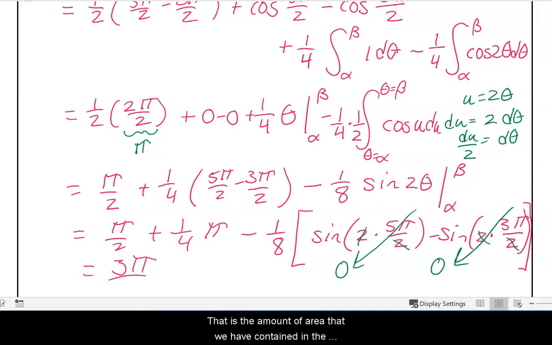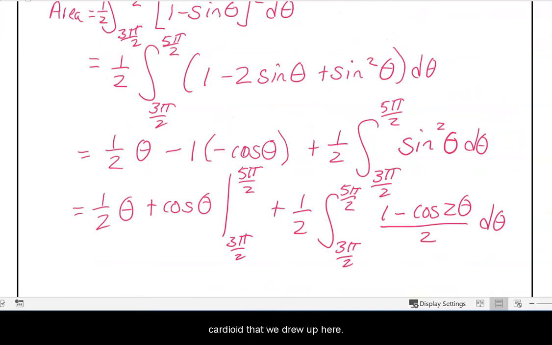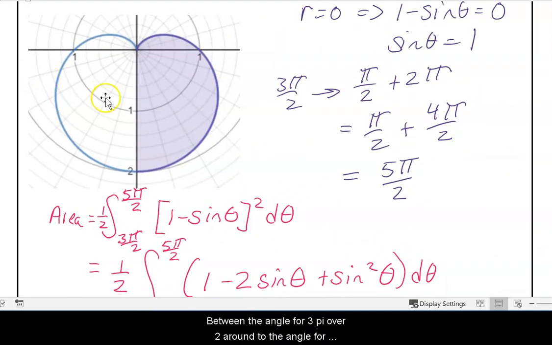That is the amount of area that we have contained in the cardioid that we drew up here between the angle for 3 pi over 2 around to the angle for 5 pi over 2 to go in one continuous motion. Let's look at another example.